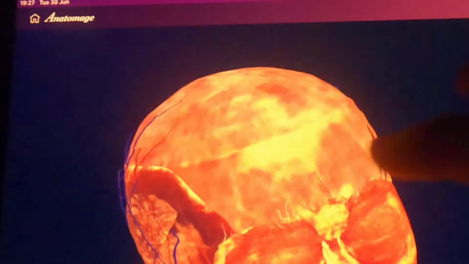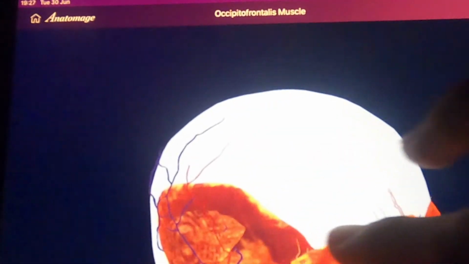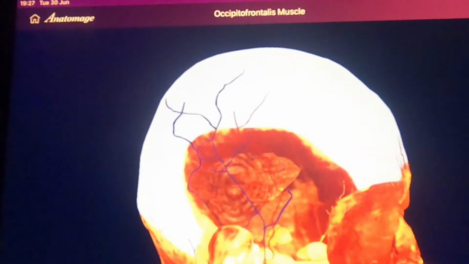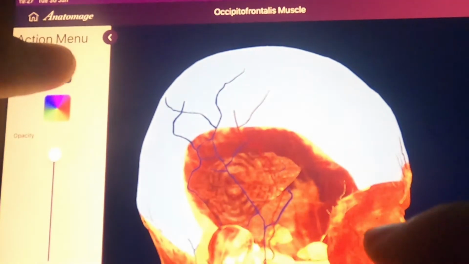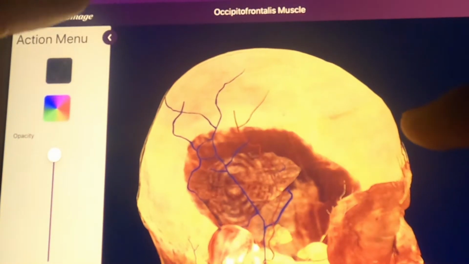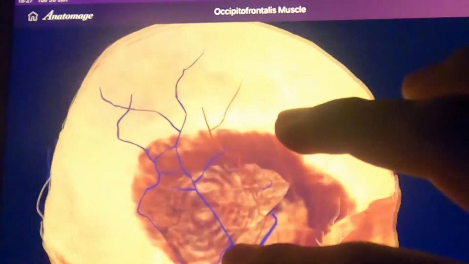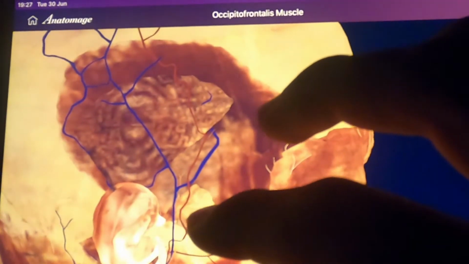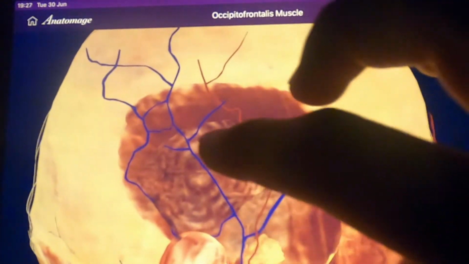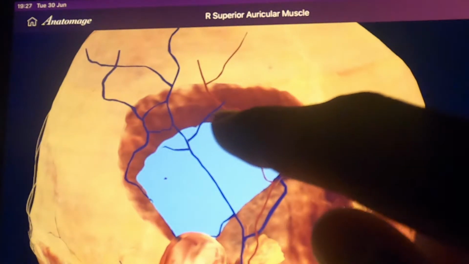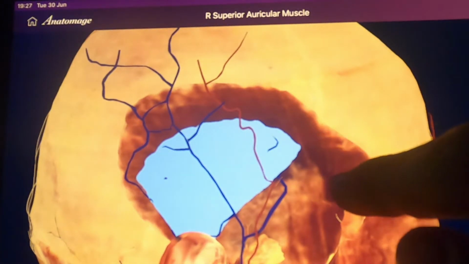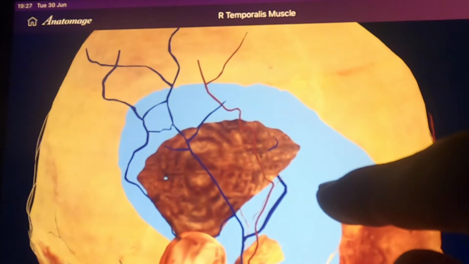Now let's remove it so you can see how big this muscle is. Let's remove. Here you can see the skull without it. And let's go to the lateral muscles. Here we have the superior auricular muscle that covers partially the temporalis muscle.